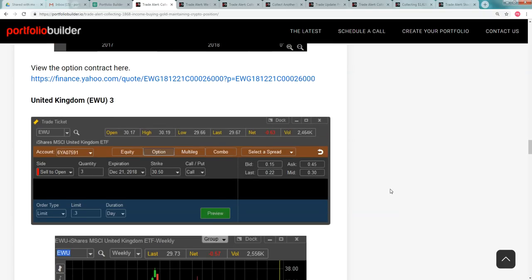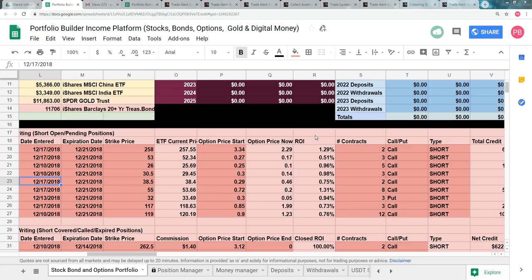UK, exact same setup. So let's look at how these get filled into the spreadsheet. Right now we're looking at the open positions in our model portfolio.